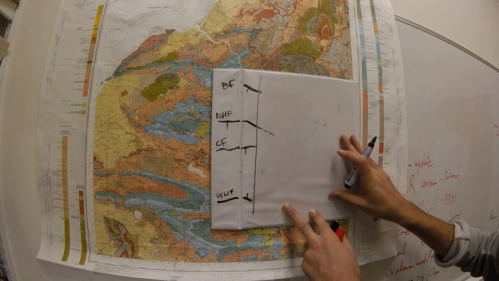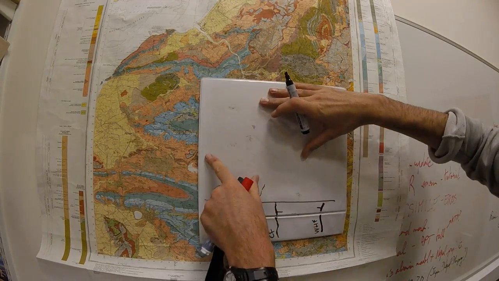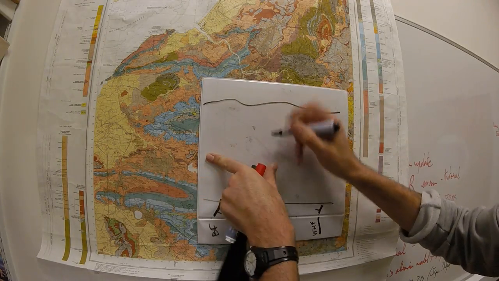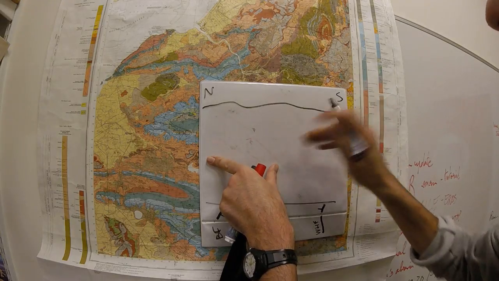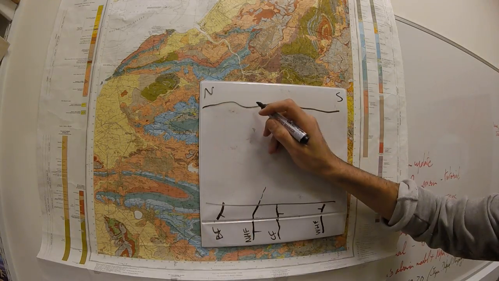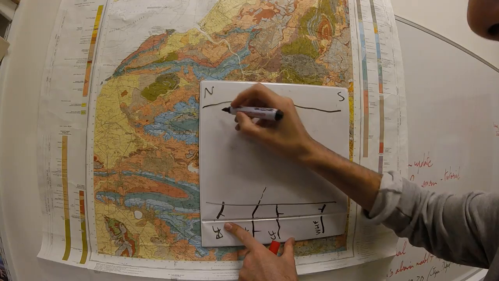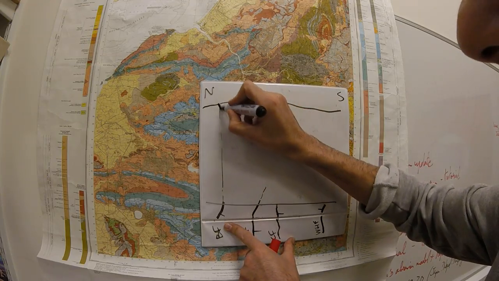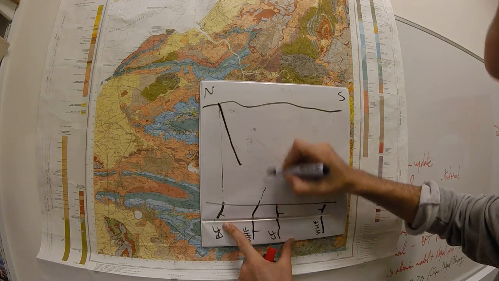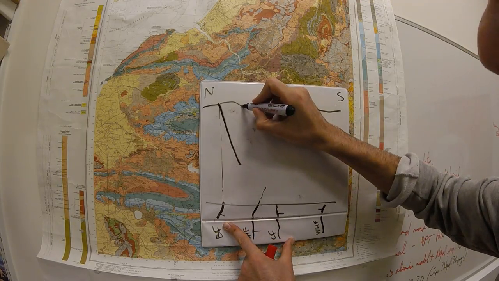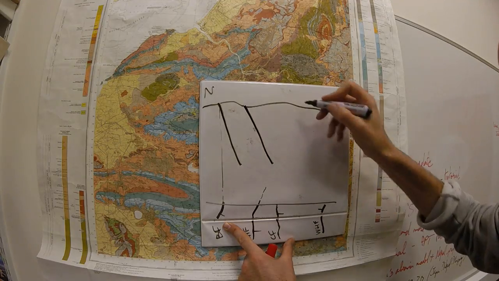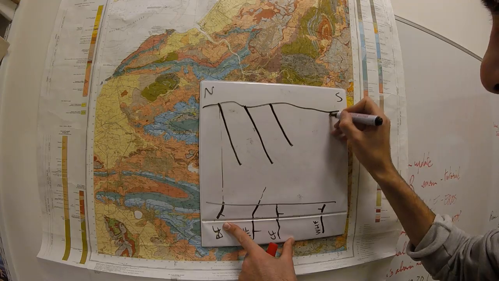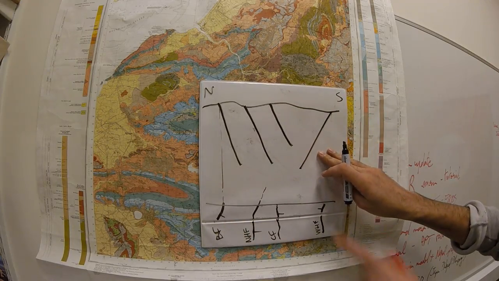So what does that look like on our line of section? We've got our line of section. Again, we're going to have some sort of relief. We've got the north, we've got the south. Well, it's fairly homogeneous. So we say this fault is going to be dipping south, like that. This fault is going to be dipping south as well. This fault is dipping south as well. And this fault is dipping north. So we're going to have something like that.